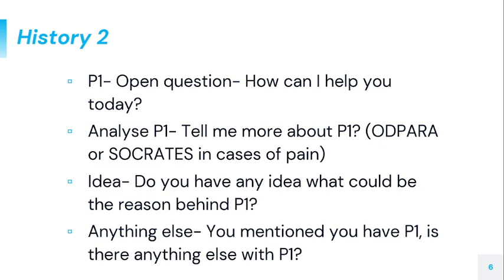R, radiation. Does this pain go anywhere else? Does it radiate to some other part of the body? A is for associated symptoms. Is there anything else with this pain? And then T is for timing. When does this pain come on? Or for how long has this pain been there? Since when? E is for exacerbating and relieving factors. Anything that makes it worse and what makes it better.